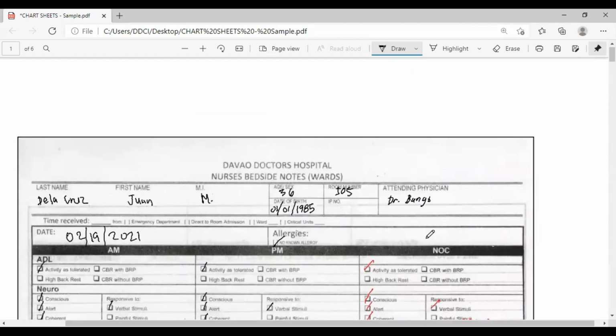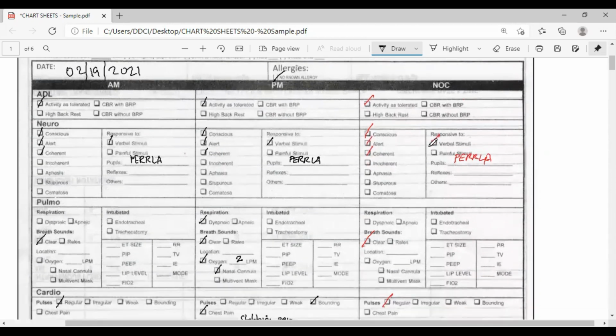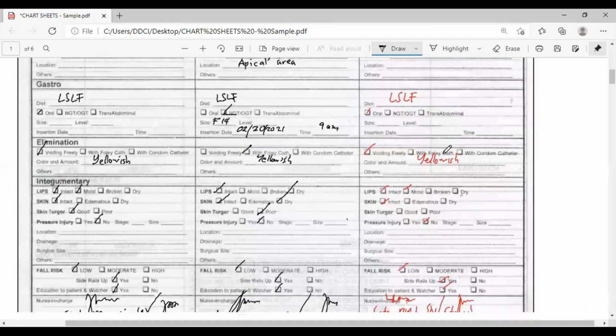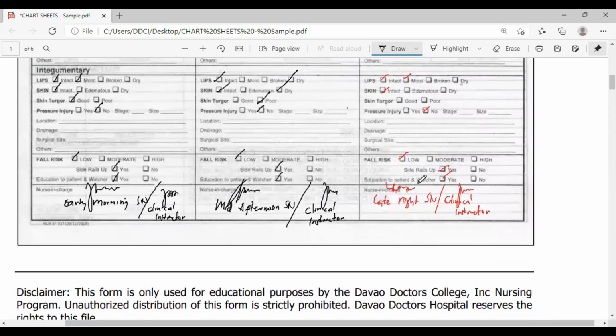For the night shift, as you can see, it's the same process, but you have to use your red colored pen. So we have here activity as tolerated, conscious, alert, and coherent, verbal stimuli, PERLA, and things like that. So it's basically the same process but different color.